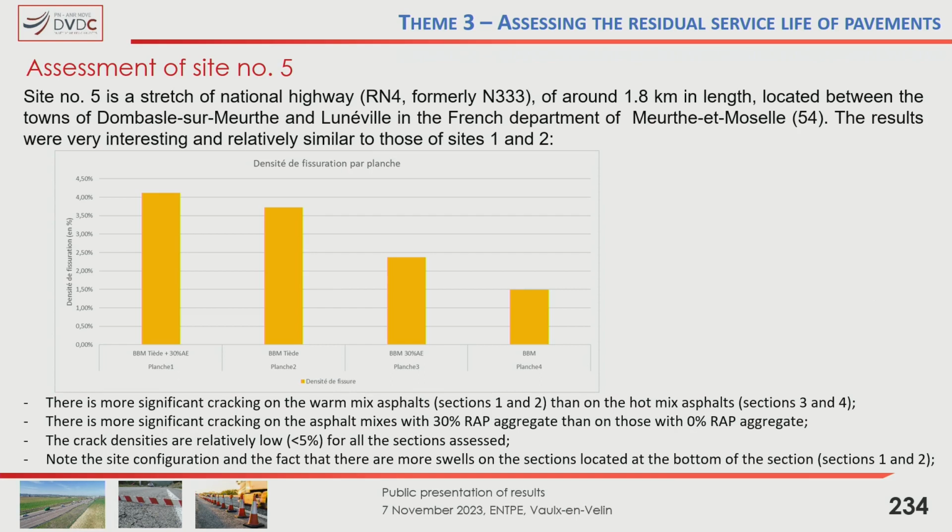Here clearly we can see that there is more significant cracking on the warm mix asphalts, that's sections 1 and 2, than on the hot mix asphalts, that's sections 3 and 4. The warm is a bit more cracked than the hot, nevertheless. And the recycling is a bit more cracked than the non-recycled, but there's not that much of a difference. You do have to be careful, nevertheless, because statistically speaking, the standard deviation is very, very low, extremely low.